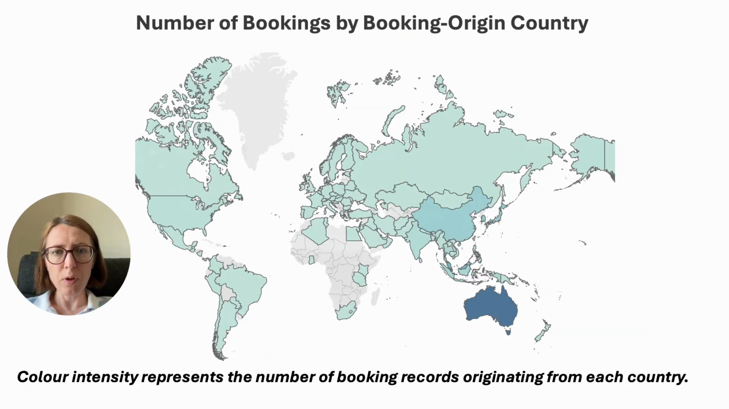Then I explored where bookings originated. This map shows the geographical distribution of booking records in the dataset. Darker colors indicate a higher number of bookings. One clear pattern immediately emerged. Most bookings originated from Australia, followed by several countries in the Asia-Pacific region. This suggests that the dataset mainly represents customers traveling within this part of the world, rather than a global airline network.